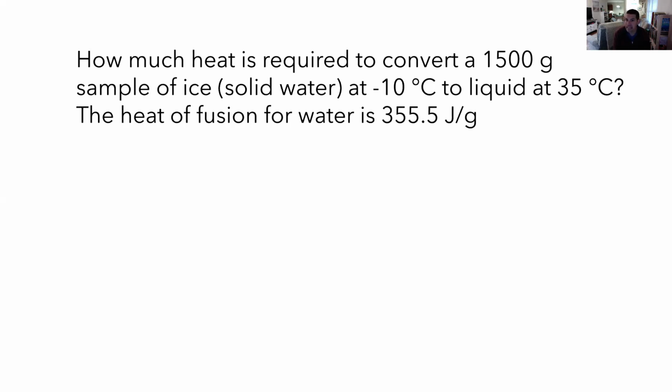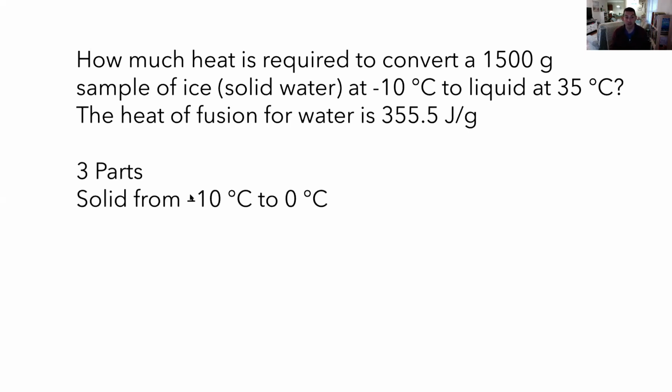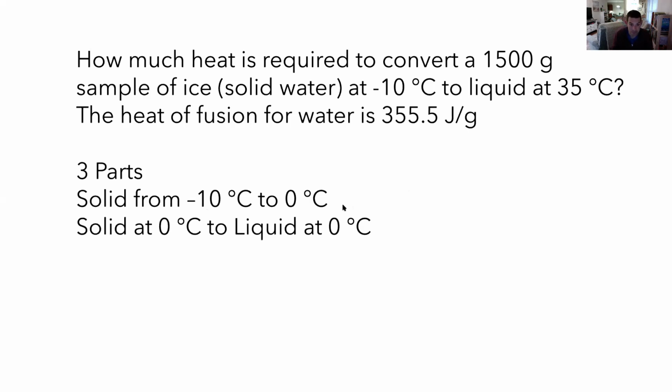If we add heat, if we add energy, the first thing that block of ice is going to do is increase its temperature. It cannot melt until it's at 0 degrees Celsius. So this is actually going to be a three-part question. First thing's going to happen, we need to get the solid from negative 10 degrees Celsius to 0 degrees Celsius. It will not start melting until we are at that melting temperature. Then we need to go from solid at 0 degrees Celsius to liquid at 0 degrees Celsius.